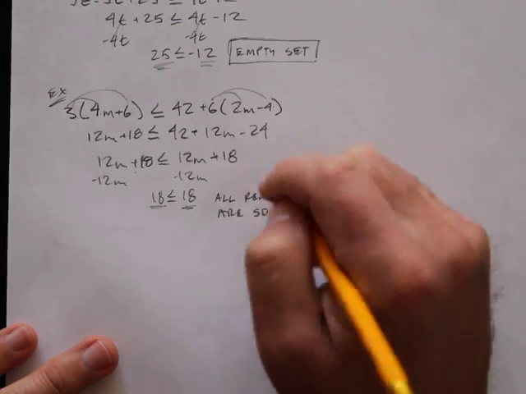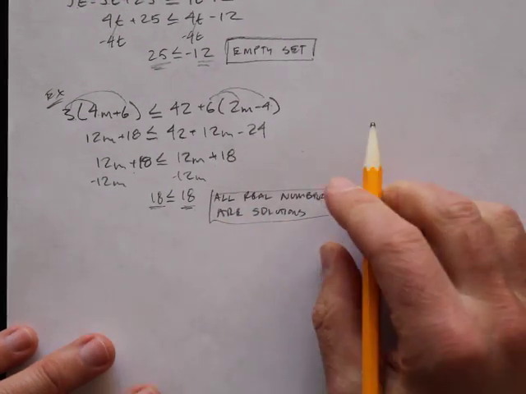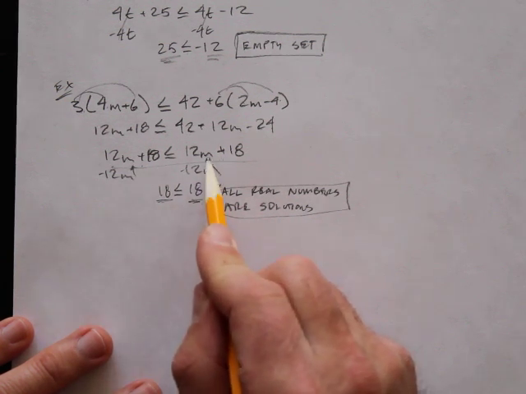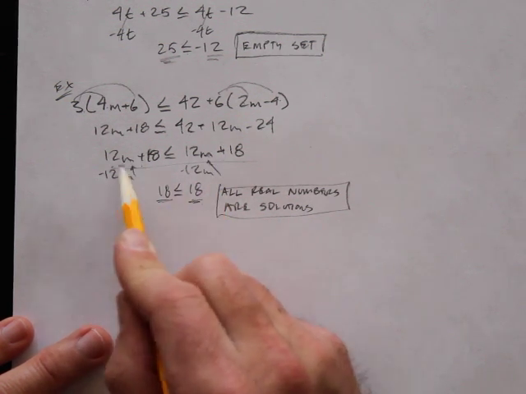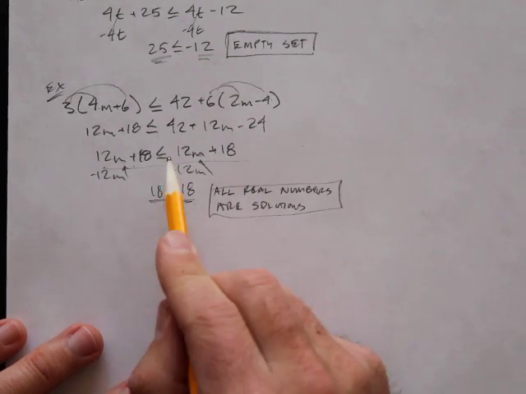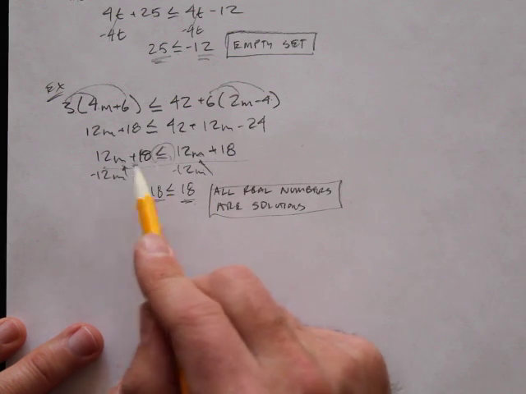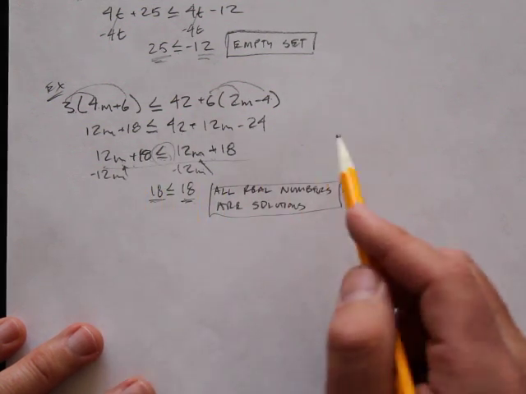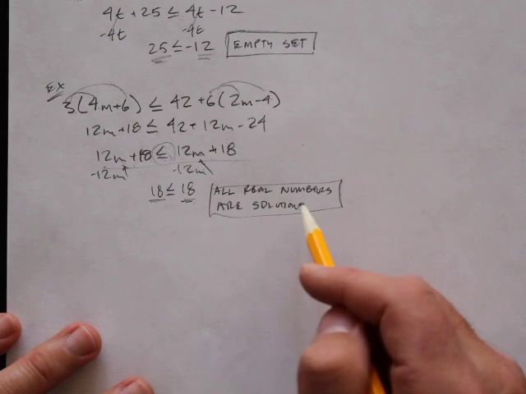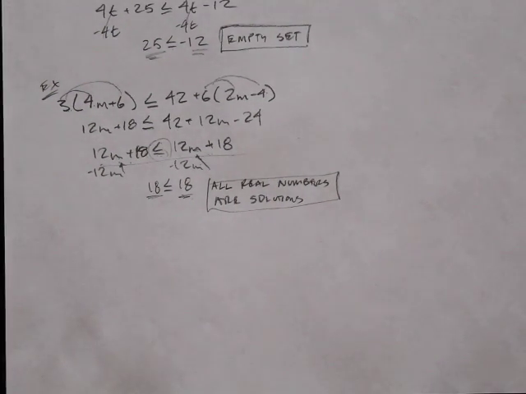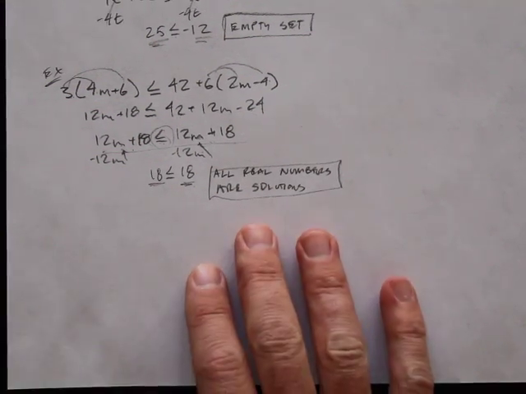So I could plug anything into m, as long as I plug the same thing into both of these m's, and this inequality would always be true because it's less than or equal to, and each thing would be the same on both sides. So all real numbers are the solutions. And that is 5-3. Good luck on the homework.